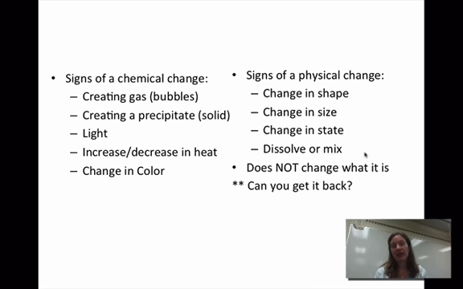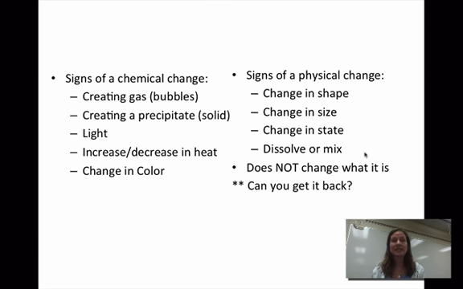Chemical change, on the other hand, actually changes the chemical structure, so you create something new. And these are the signs that show you've created something new. Okay, if you make bubbles or a gas, that means you made something new. You made a gas that didn't exist before. If you create a solid, okay, which is a precipitate, the big thing about that one is what it looks like in a lab. If you make a precipitate or a solid, the solution gets cloudy. Okay? So if that happens, that's a chemical change. You made something new that wasn't there before.